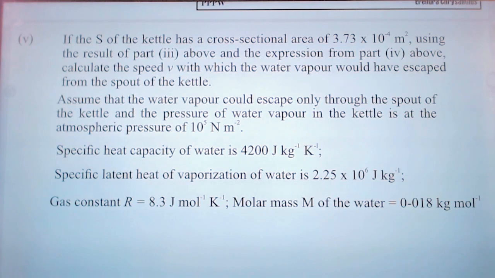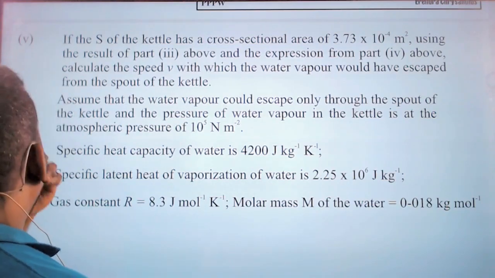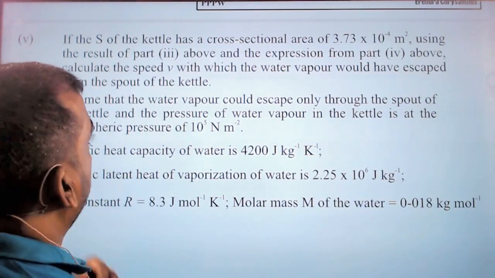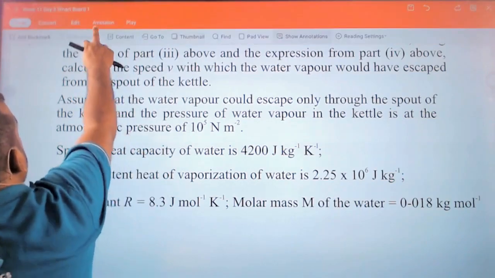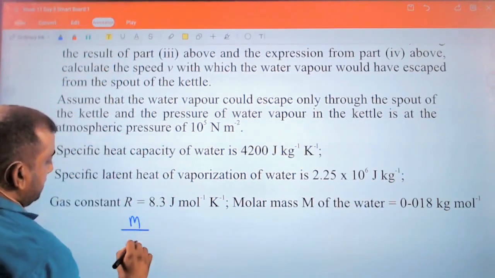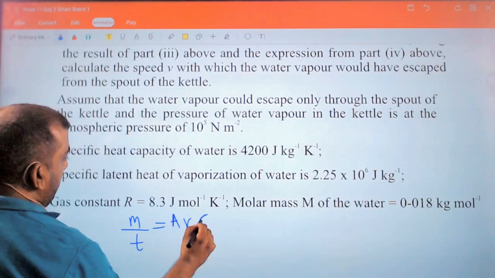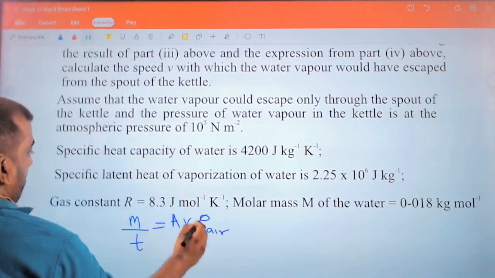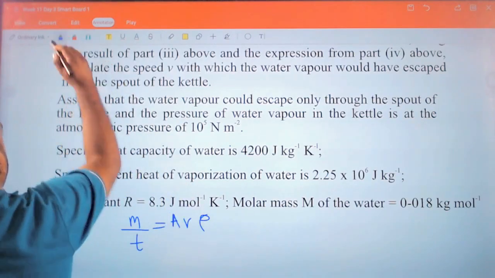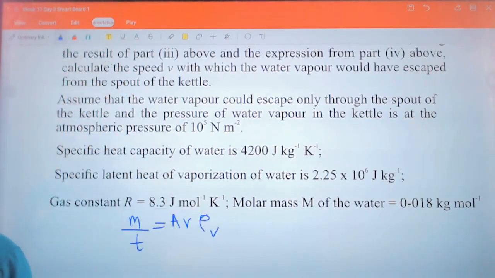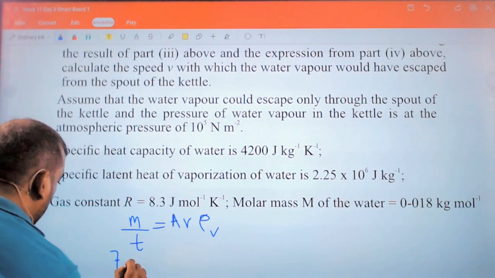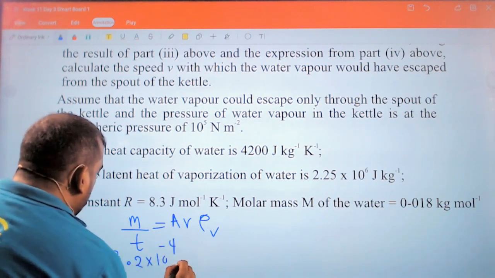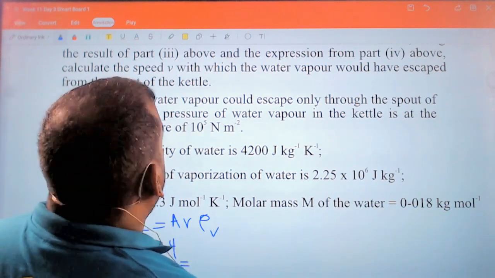If the spout of the kettle has cross-sectional area given, using the result in Roman 3, mass flow rate, calculate the speed at which the water vapor would have escaped. Mass flow rate is A times density of vapor, or water vapor, sorry. Density of vapor. Here 7.2 10 to the power minus 4, cross-sectional area.